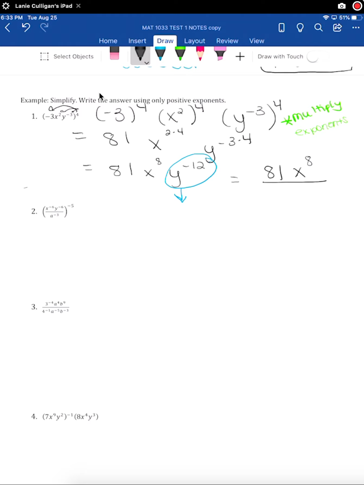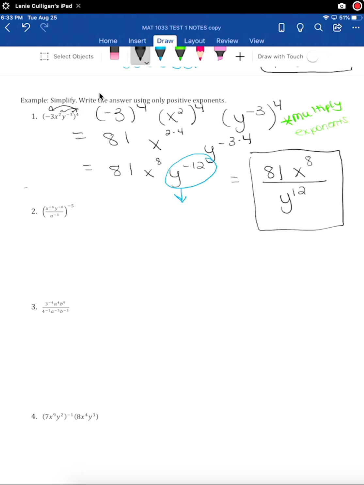81 is staying the same, x to the 8th is staying the same. They're up top, they're going to stay up top. But now that y to the negative 12th is going to flip to the bottom of our fraction to make it positive, y to the positive 12th power. And that will be our final answer, 81x to the 8th all over y to the 12th.